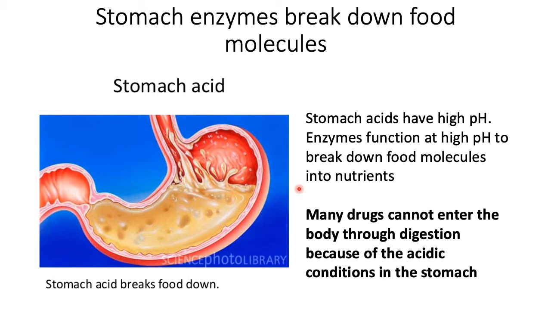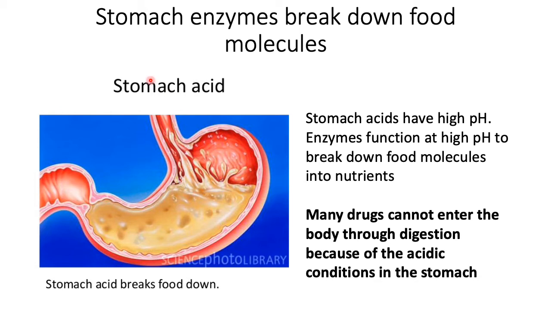Well, first of all, the enzymes in the stomach function best at this acidity level, at this pH, and also it just makes it easier to break down big food particles like meat. And some drugs are ingested, and because they are ingested, they don't necessarily quickly enter our bloodstream. First, they have to overcome many barriers, and one of those is the acidity level of the stomach.